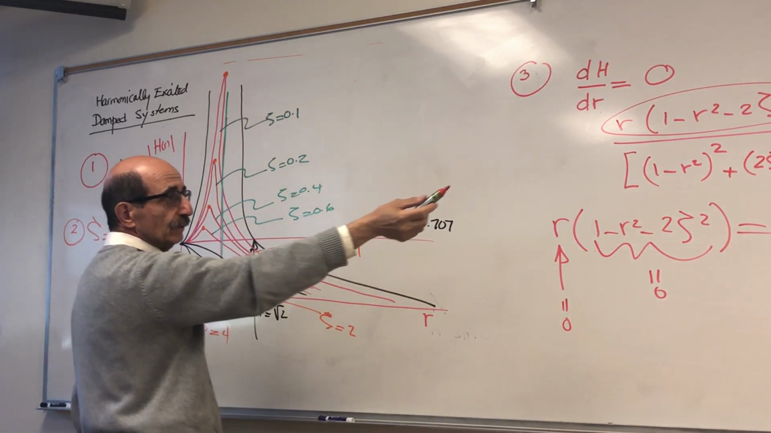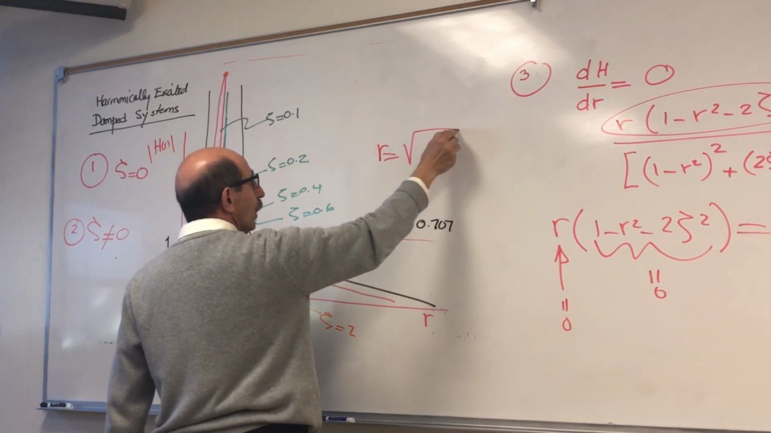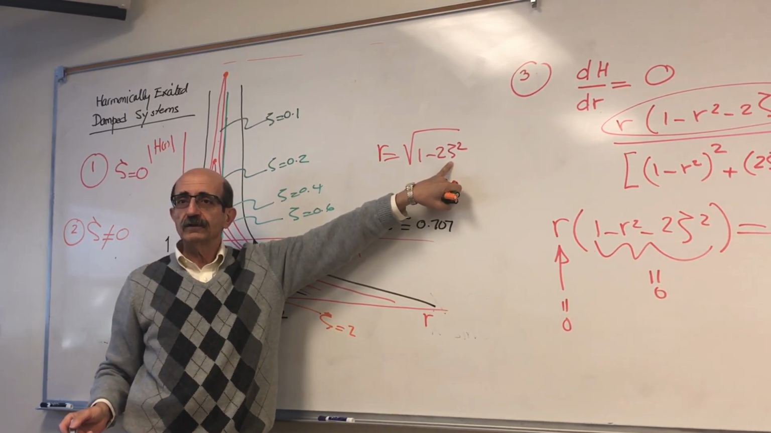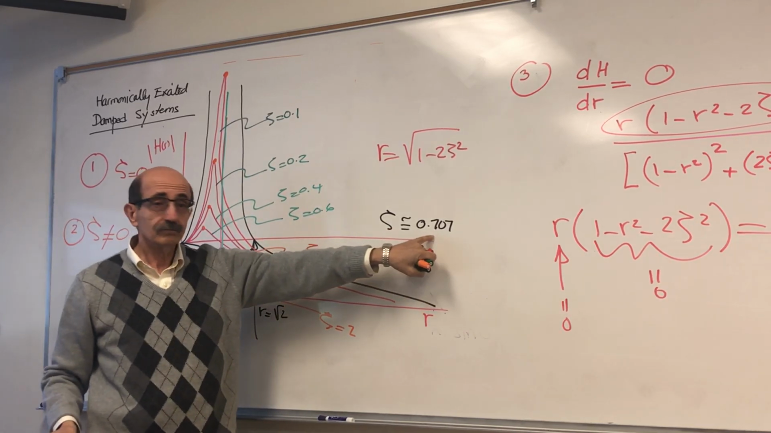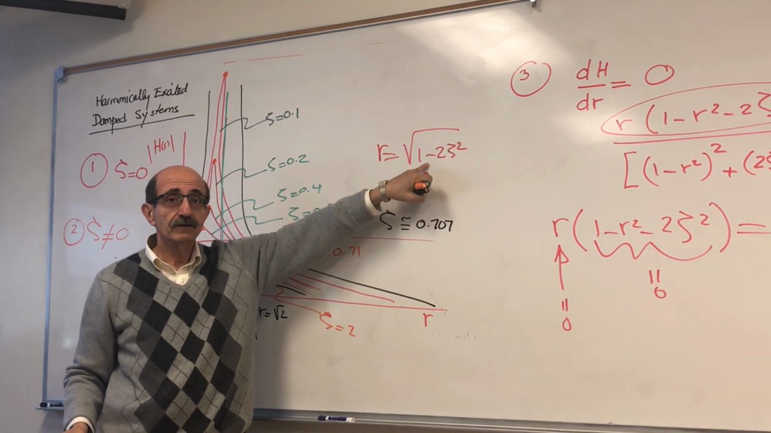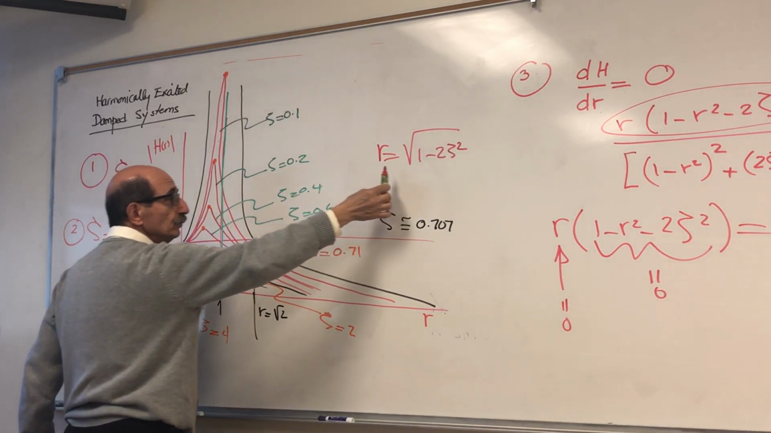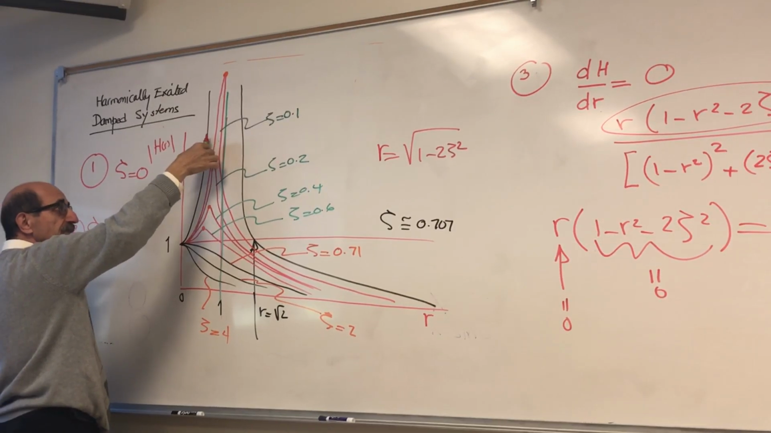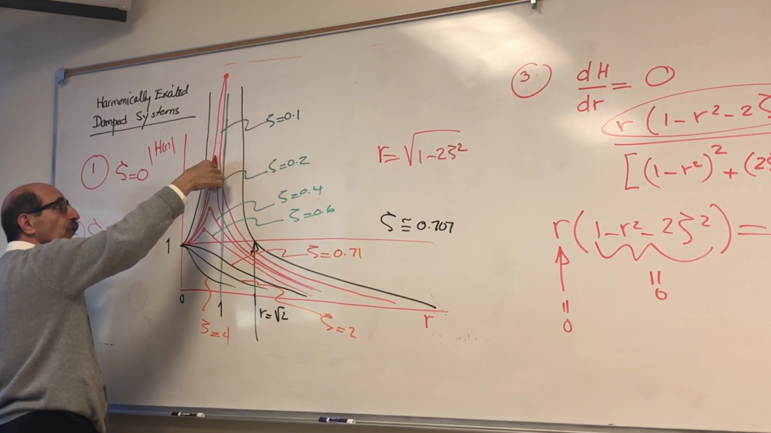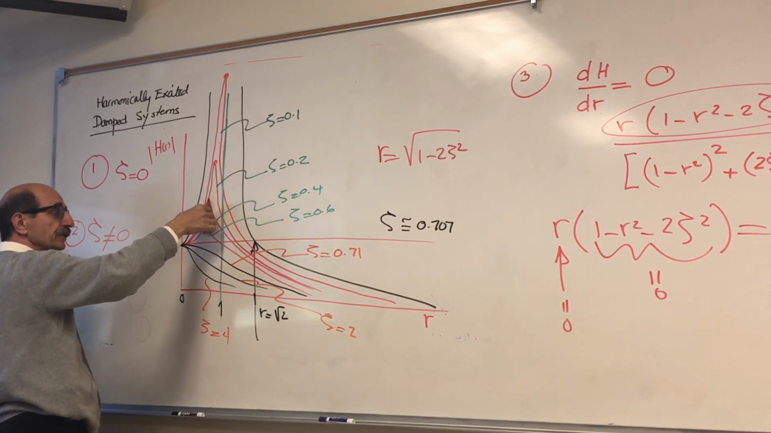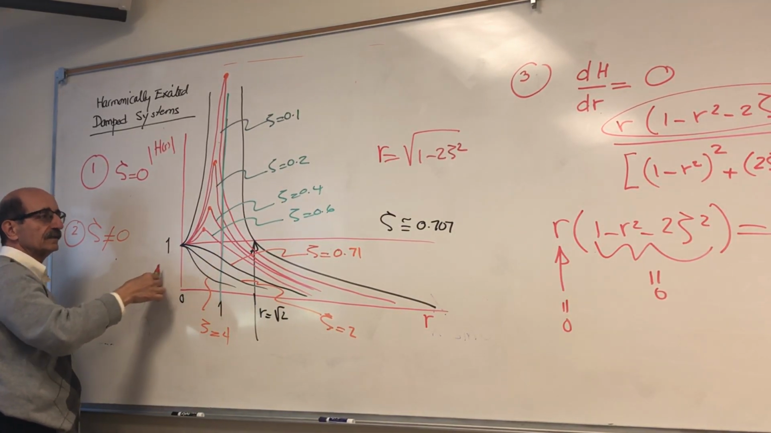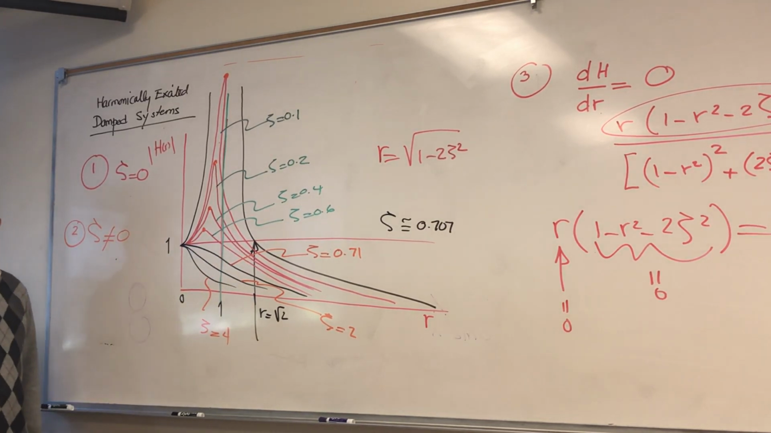Not only that, look at that R. R is the square root of 1 minus 2 zeta squared. So the further zeta increases, as long as it is less than 0.707, this R value gets smaller and smaller. So the peak value occurs at an R value less than 1, and as the damping increases, this R value gets smaller and smaller than 1. That means it shifts towards the left, which is what we said before. So that's a mathematical proof of that.